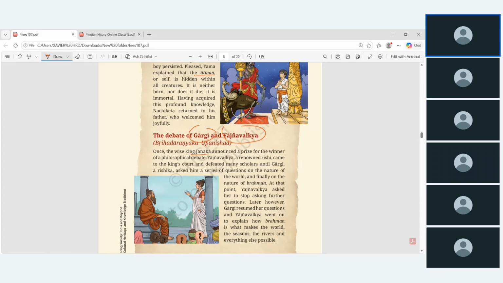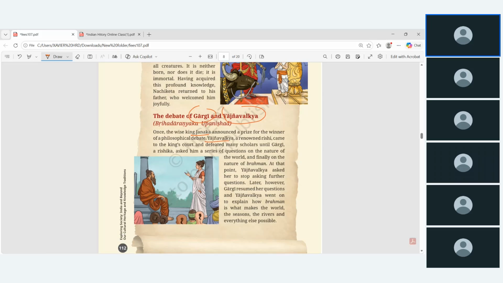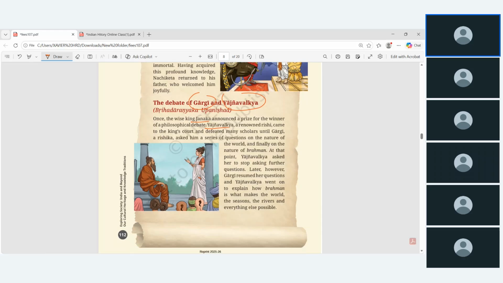So in his court there was a great rishi called Yajnavalkya. So many other rishis will come to debate with him, but nobody could defeat him. So finally he will ask, is anyone there to debate with me? Then one girl will reach the king's court. That is called Gargi. And she will ask a question.